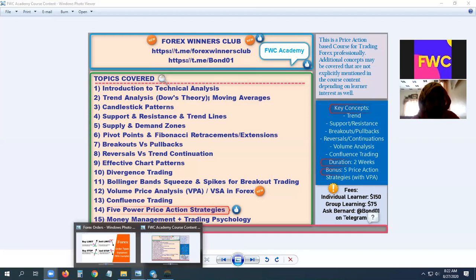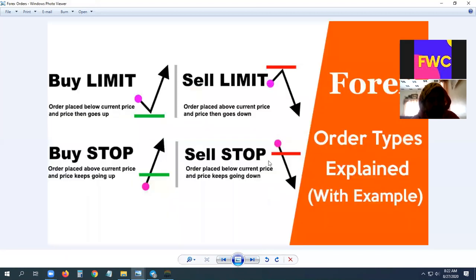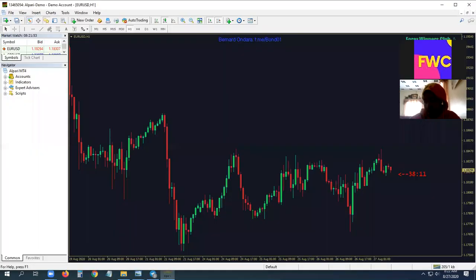Yeah, doing the direct bar. You understand? For example, if I give you this chart, do you understand all these things? Buy limits, sell limits, buy stop, sell stop, stop loss, you know those types of orders, right? Yes, I do. All right, so then we'll just go straight to the strategies.